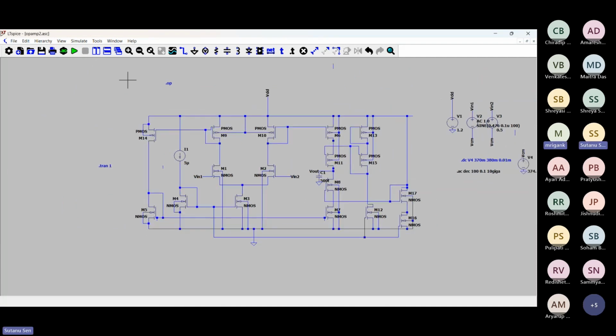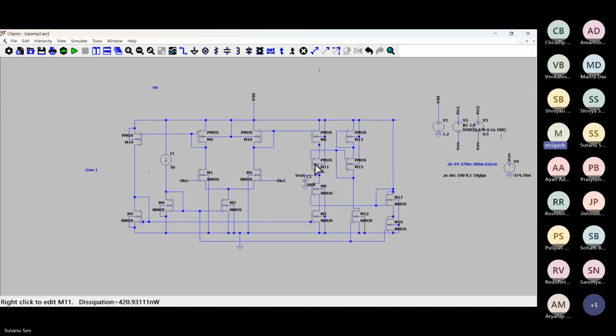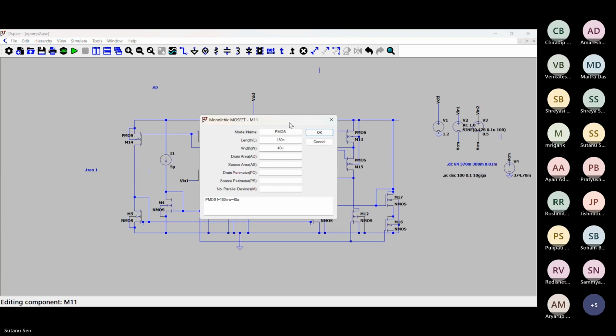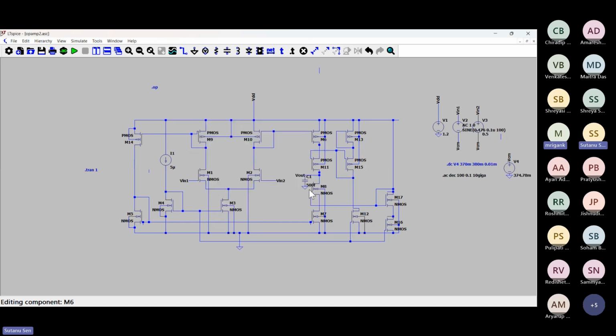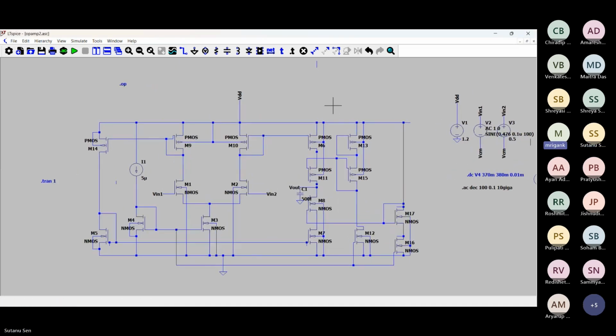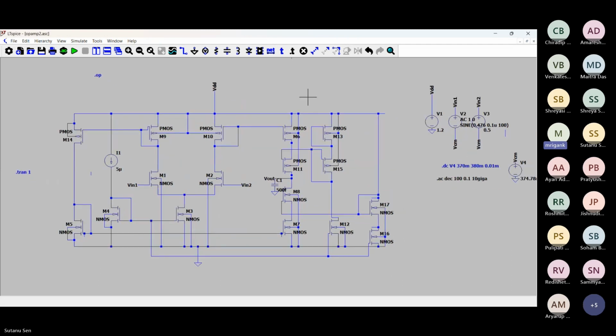Output side, let's see the devices. Output side length is 180 right now. Yes, sir. So all of them have 180 length. Okay, 180. So you can maybe try to simulate now.